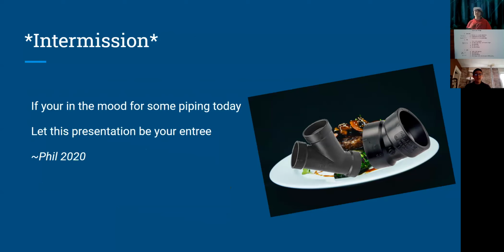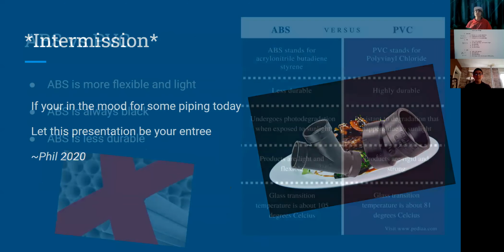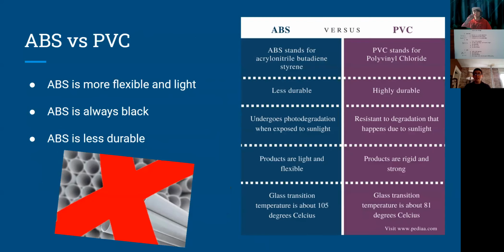Okay, ABS piping versus PVC piping. Some of the main differences is ABS is more flexible and light, whereas PVC is more strong and rigid than ABS piping. ABS piping is always black, whereas PVC piping is always white. ABS piping is also less durable than PVC, which is stronger and more rigid than ABS piping.